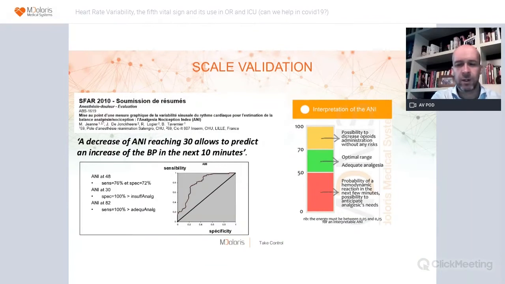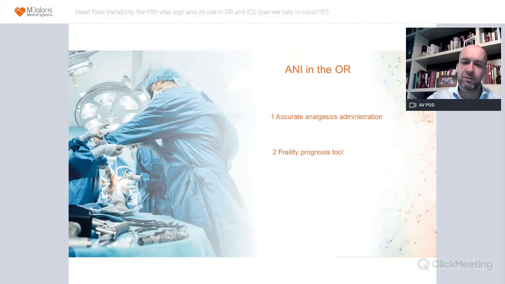And in this publication, we saw as well that the hemodynamic reaction occurs nearly 5 to 10 minutes after the ENI falls. So you can prevent the hemodynamic reactivity. Okay. So this is the reason for that threshold, 50 to 70.